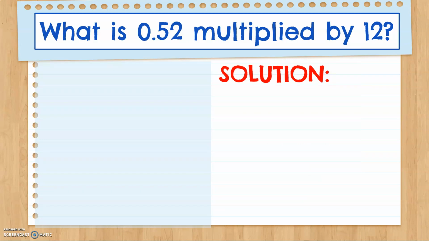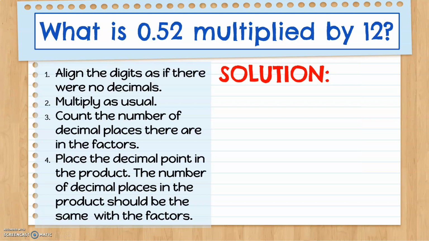What is 0.52 multiplied by 12? Again, for us to multiply decimal numbers, these are the steps that we'll follow. So let's first align the digits as if there were no decimals. So let's align them digit by digit. Afterwards, we multiply as usual, meaning to say we multiply as if they are both whole numbers. So 2 times 2 is 4, 2 times 5 is 10. We regroup 1. 2 times 0 is 0 plus 1, that's 1. 1 times 2 is 2, 1 times 5 is 5, and 1 times 0 is 0. Then we add the partial products. We have 4, 2, 6, and 0.